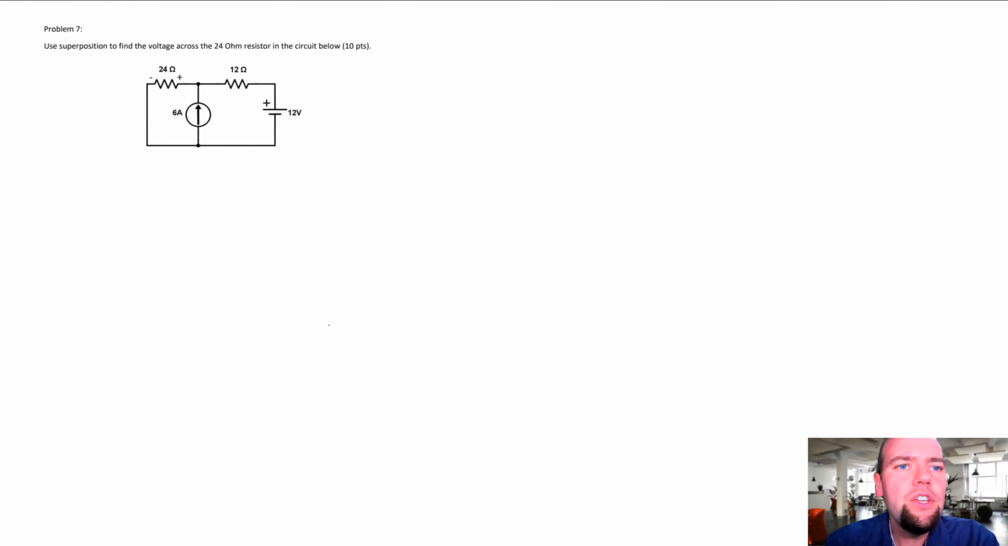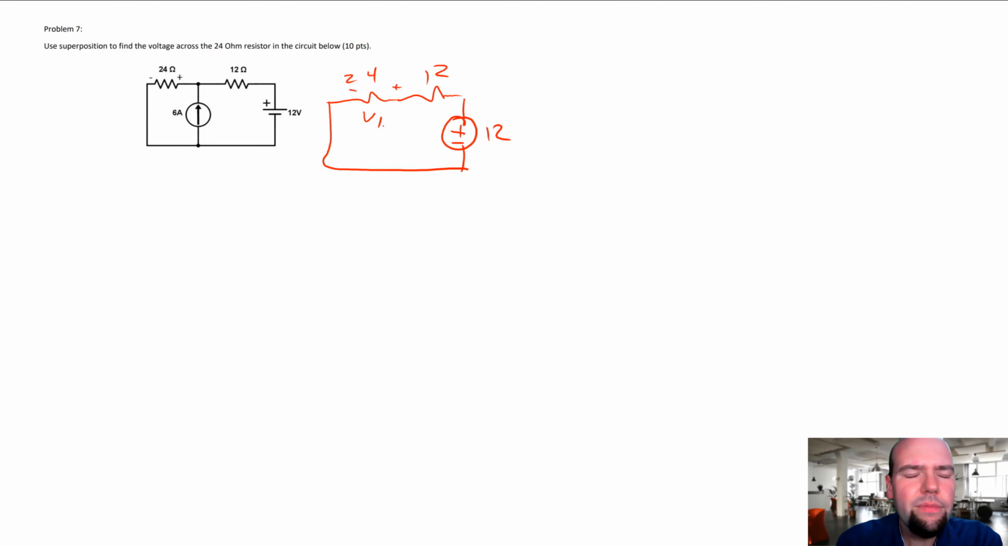This is the size of problem I always kind of like with superposition. So use superposition to find the voltage across the 24 ohm resistor as shown here. So, two circuits. I'm going to draw the circuits right now. If we have the 12 volt supply and set the 6 amp supply to 0, then our circuit is going to be like this. And then for the current supply, we set the voltage supply to 0 and leave the current supply in there, and we're left with this.